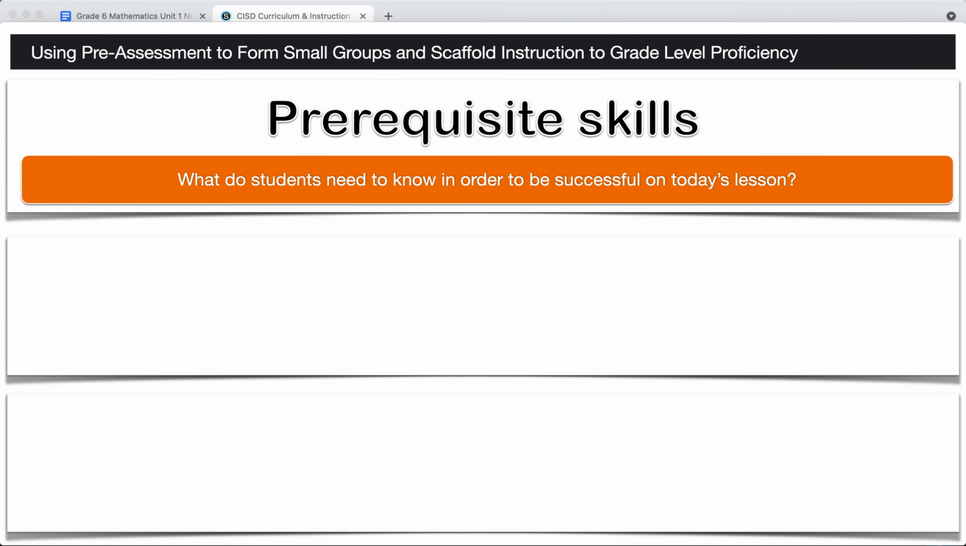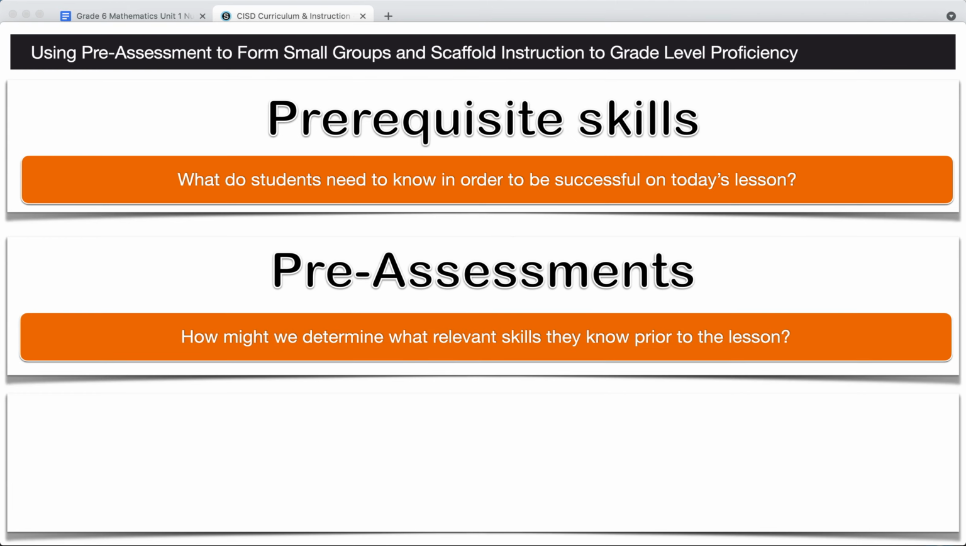We need to identify those prerequisite skills, those things the students need to know in order to be successful on today's lesson. In math, we know there are prerequisite skills that if the students don't have proficiency or mastery of, they won't be able to access today's lesson. But if they do have those skills, they'll be able to be more successful. So how do we determine if they have those skills?